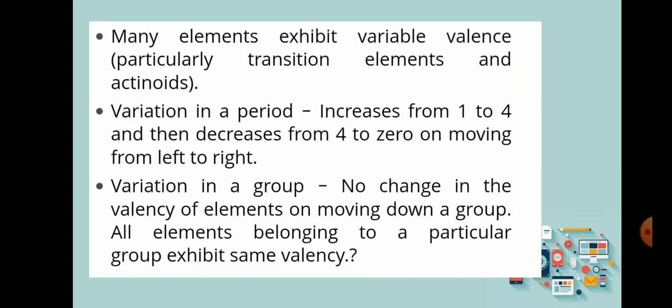Many elements exhibit variable valence, particularly transition elements and actinoids. Variation in a period: valency increases from 1 to 4 and then decreases from 4 to 0 on moving from left to right. Variation in a group: no change in the valency of elements on moving down a group. All elements belonging to a particular group exhibit the same valency.